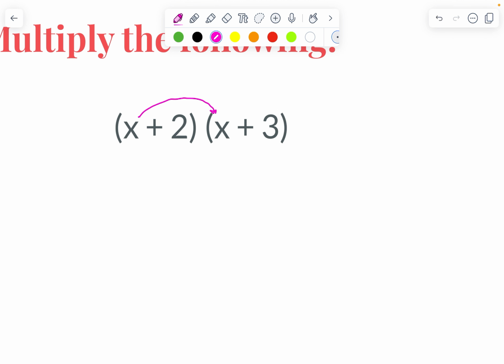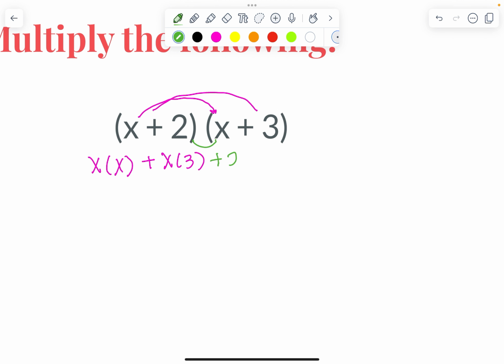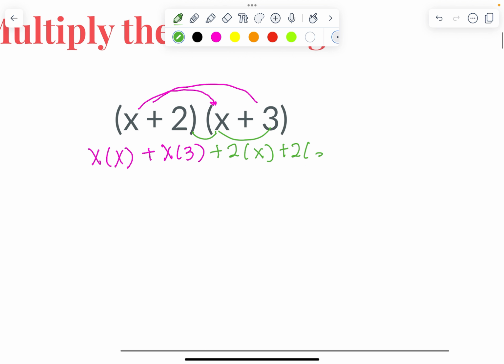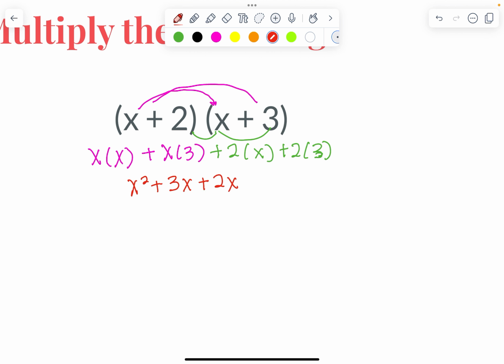So I'll show you with the distributive property. We did x times x plus x times 3 plus 2 times x plus 2 times 3. And then we ended up with x squared plus 3x plus 2x plus 6, which gave us x squared plus 5x plus 6. Notice that 2 plus 3 equals 5.